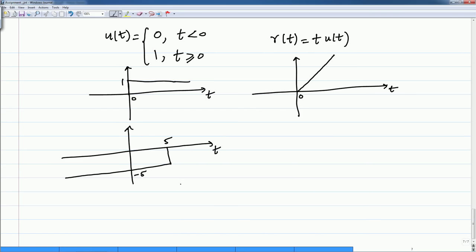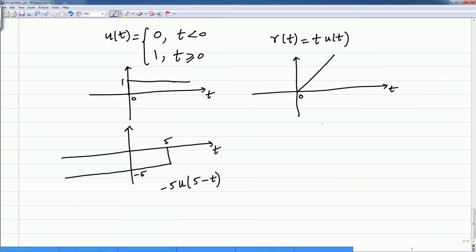This is basically, think about it, u of 5 minus t, is that right? It's u of minus t, and then it's been shifted right by 5, so you have u of 5 minus t, and then you have to multiply by minus 5. Okay. So, this is a signal which is again piecewise constant, it stays constant at minus 5 and then it comes down to 0. So, this would satisfy this equation.